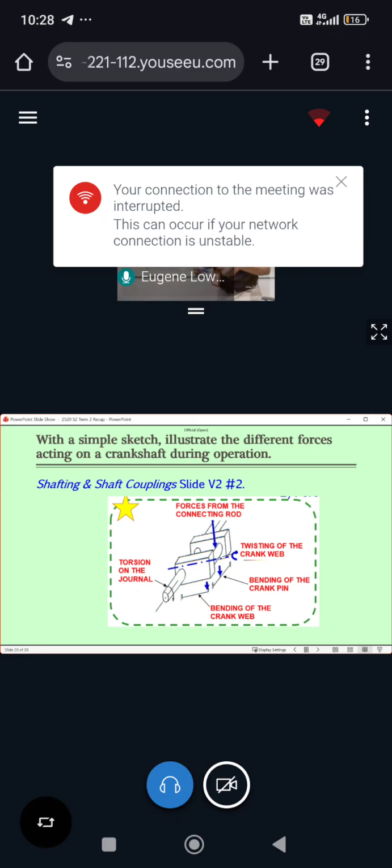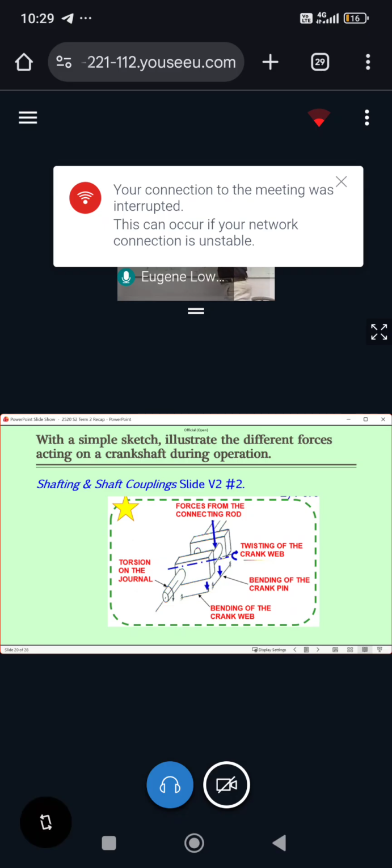The different forces coming down. Okay, so one of the forces from the connecting rod coming down to the crank pin, right? Forces from the connecting rod, I'm using short form. And because of this force coming from the connecting rod, you have bending, right? Bending force of the crank pin. So how do I represent bending force? I'm going to put two lines here, one line here, and then an arrow here, right? So this is to represent bending force of the crank pin. Okay.